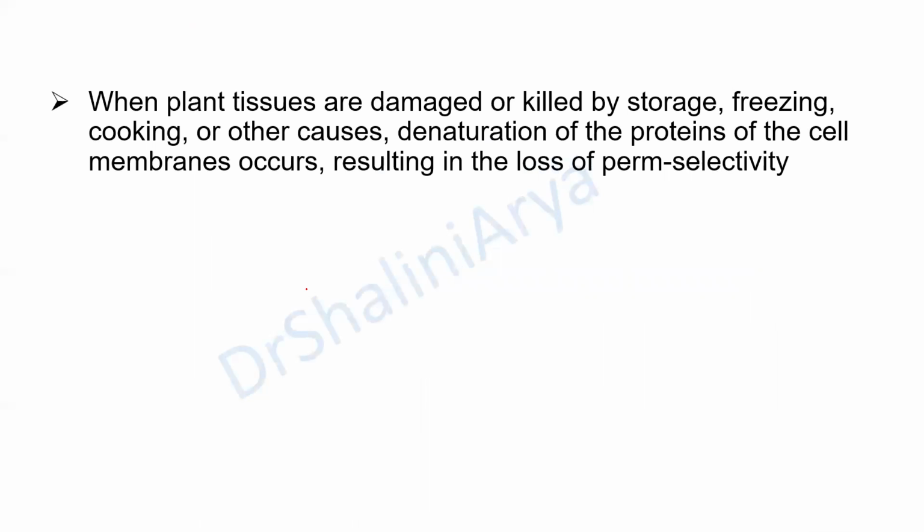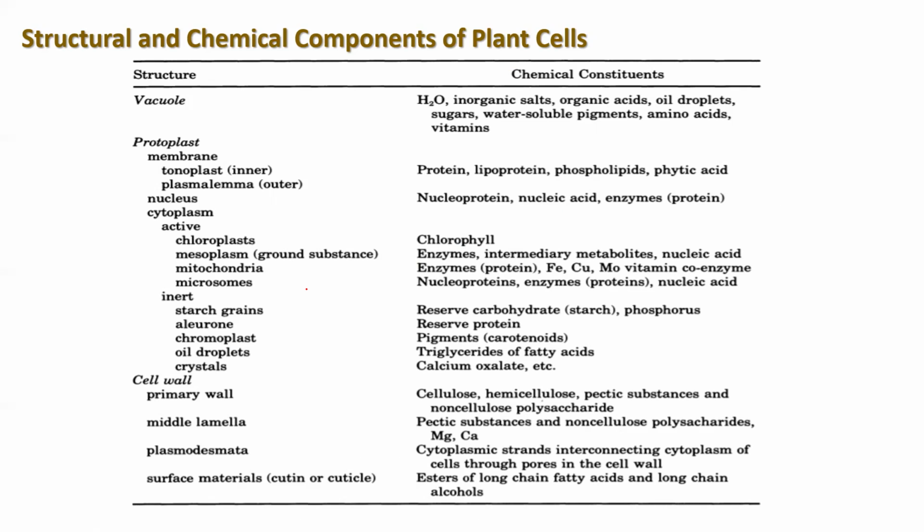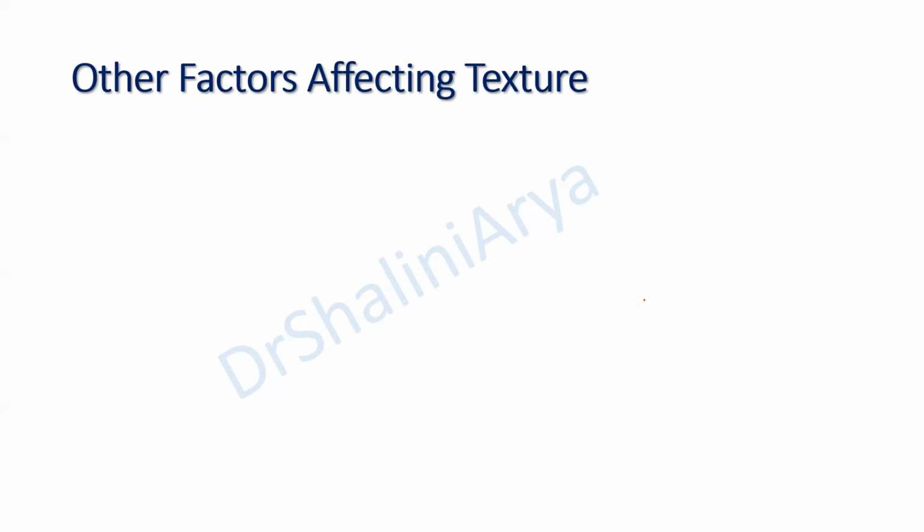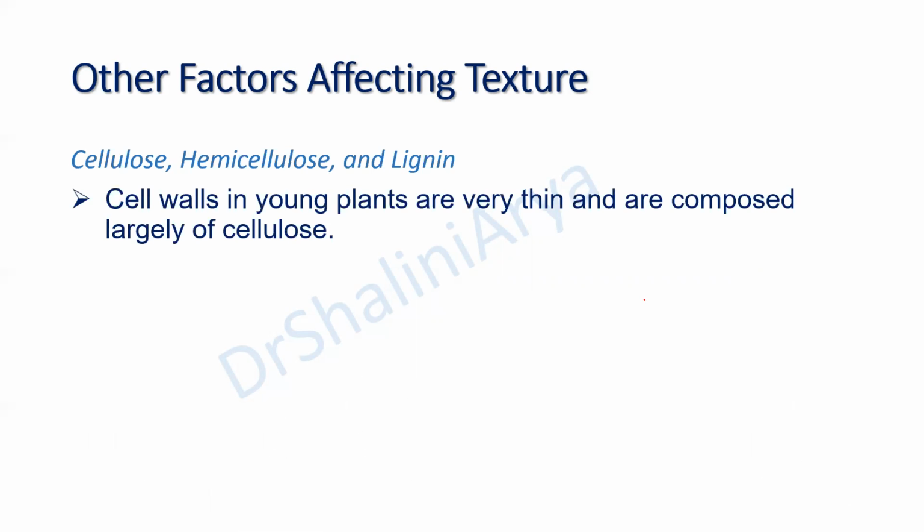So plant tissues are affected because of all these chemical constituents; the structure has these chemical constituents, and obviously therefore the entire structure gets affected. Apart from the chemical composition, there are other factors that affect the texture. So what are those other factors? The other factors that affect the structure or texture of fruits are cellulose, hemicellulose, or lignin content.